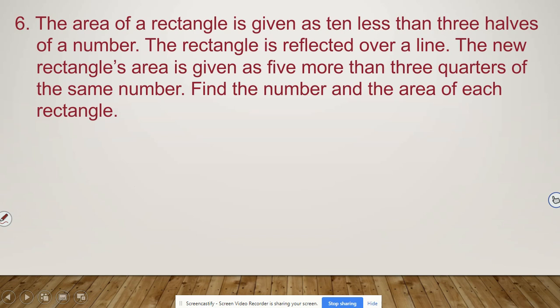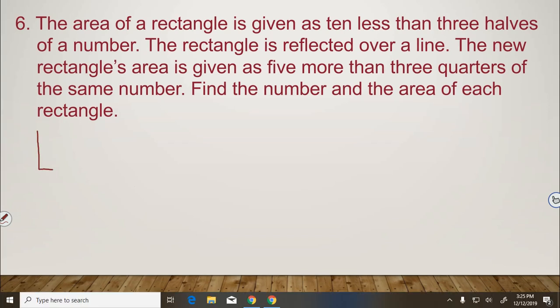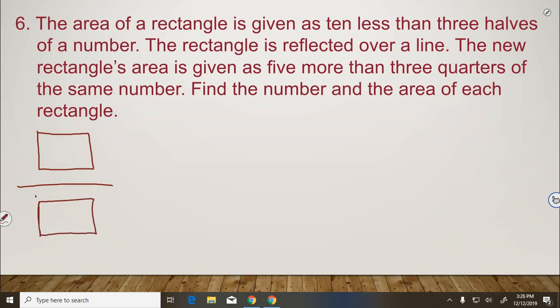Okay, and then number 6, we have some algebra to look at. The area of a rectangle is given as 10 less than 3 halves of a number. The rectangle is reflected over a line. The new rectangle's area is given as 5 more than 3/4 of the same number. Find the number and the area of each rectangle. So again, we have 2 rectangles and it's reflected over a line. So we know that when we have a reflection, the 2 shapes are exactly the same or congruent. And since they're congruent, they are equal to each other.